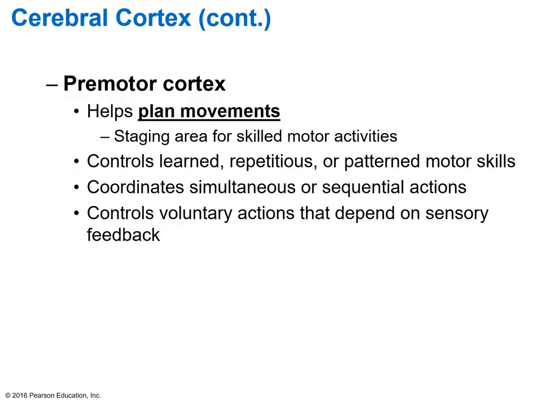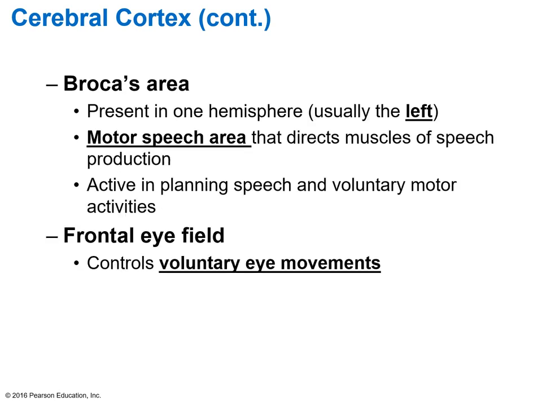The premotor cortex helps to plan the movements. It controls very learned and repetitive movements. It's going to coordinate very simultaneously, so you can have several things happening at once or things happening in a sequential order. But it is controlling voluntary actions. It is responding to the sensory information that has come in and then been interpreted.